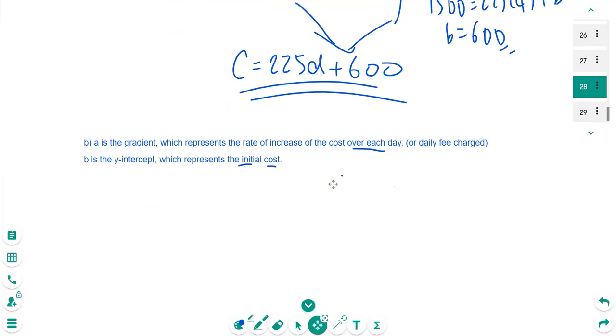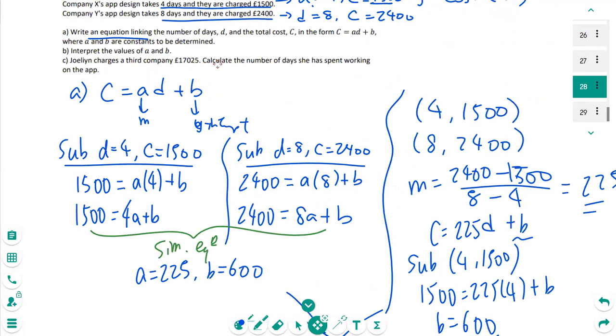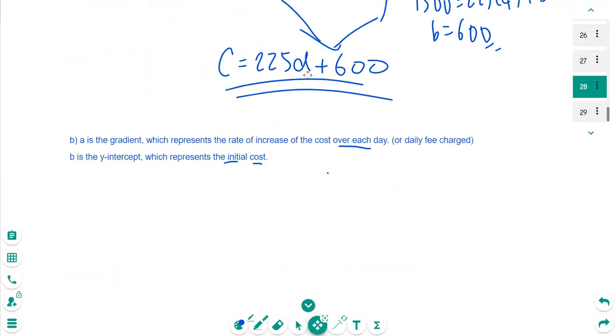Okay. Part C. Jolene charged a third company £17,025. Calculate the number of days she spent working on the app. So again, the two variables in here are C and D, the cost and the days. They want you to work out the days. That means you must know the cost. Well, you should know because they gave you the pound sign. So you should be able to link this information to C equals 17,025 pounds. So this is what we're going to do. Part C, when the cost equals 17,025.